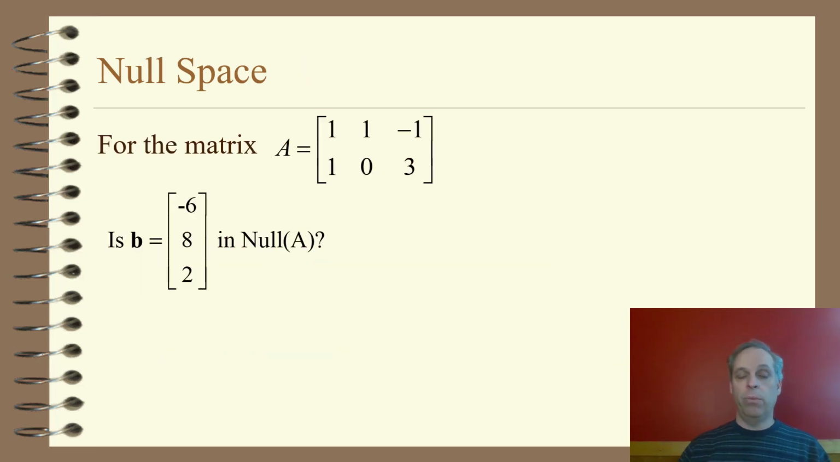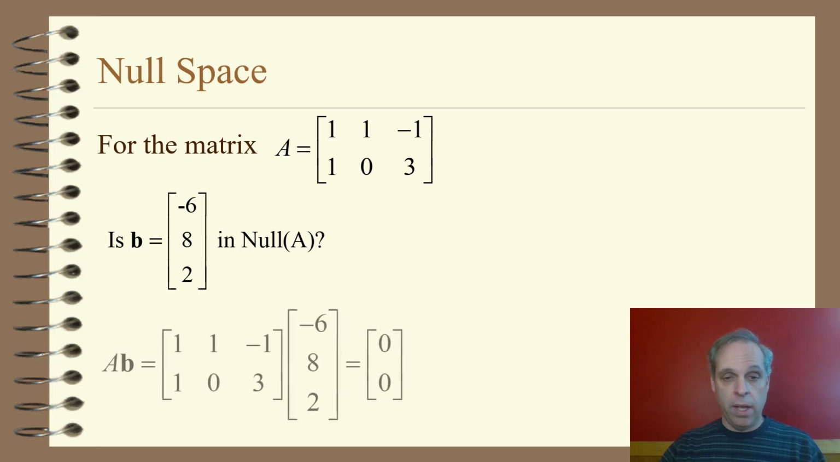So your first question would be, how do I know if something's in the null space or not? It's just by definition. A vector is in the null space if you multiply the matrix by the vector on the left and you get the 0 vector. So I can easily test to see if this vector B is in the null space of A by just multiplying it out. And the answer is yes, because it's a 0 vector. So B is in the null space of this matrix.